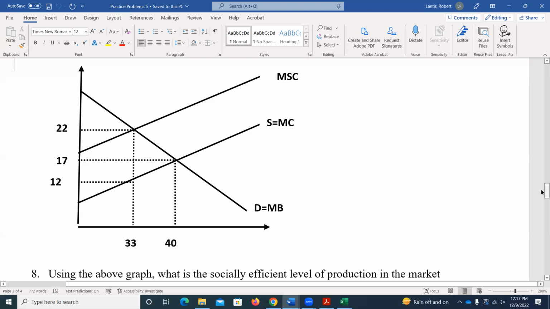How do I find that difference? I look at the same quantity and see what the difference is between where I'm at on my supply curve and the marginal social cost curve.